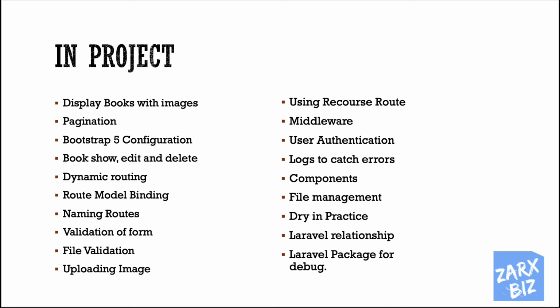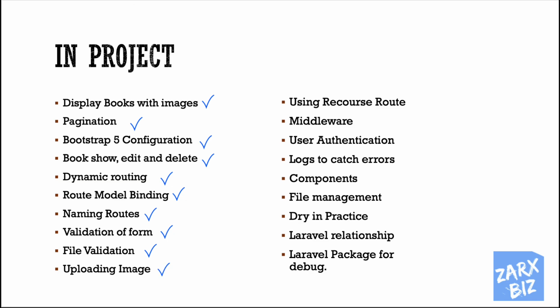So in the project we displayed the content including images, we added pagination, we used Bootstrap 5 configuration, we worked with the show, edit, delete, so it was a totally CRUD application, so we did it. We also worked with dynamic routing, we worked with route model binding, so we also named the routes. Validation is working on the update and create in both forms on every field. So we have file validation as well. We just saw that we can check if the user tries to upload a file other than an image.